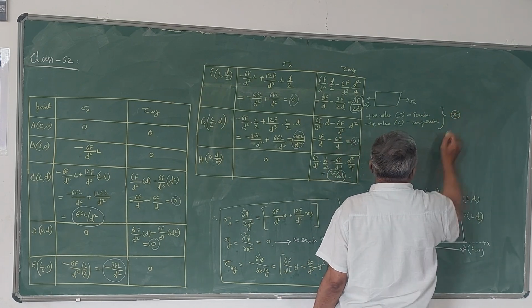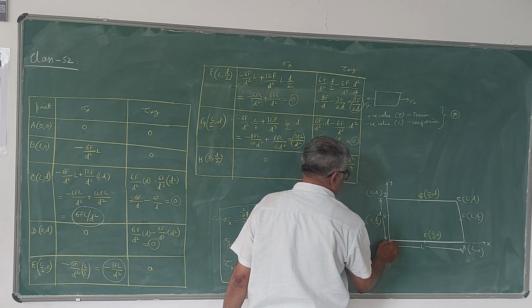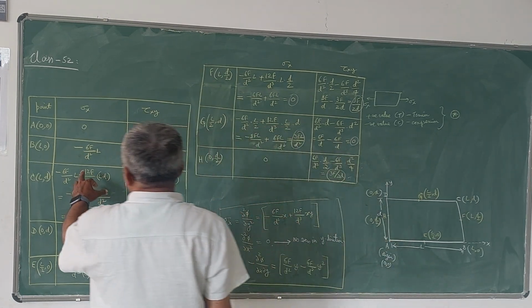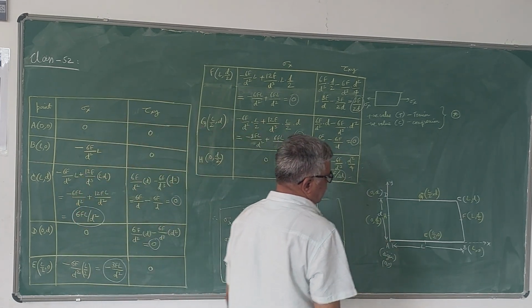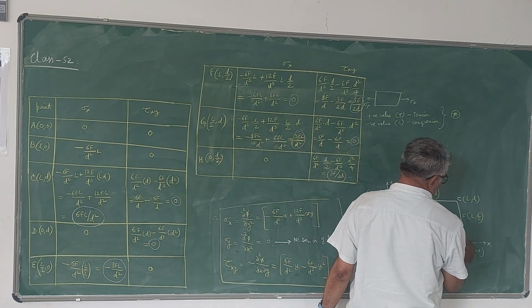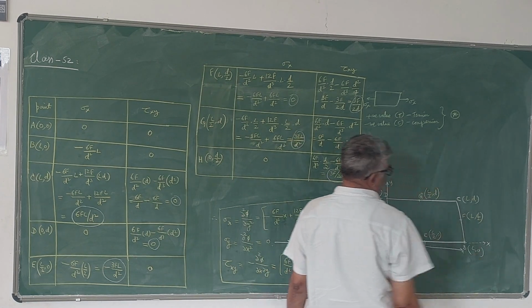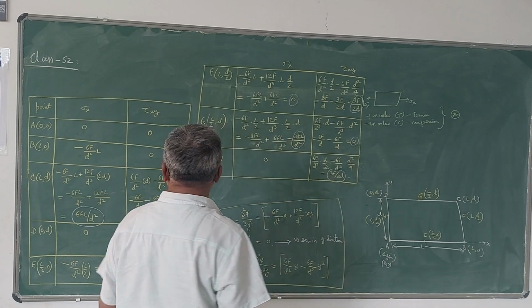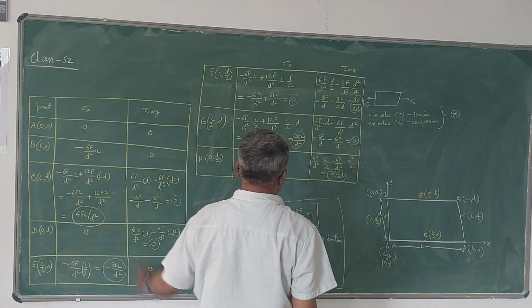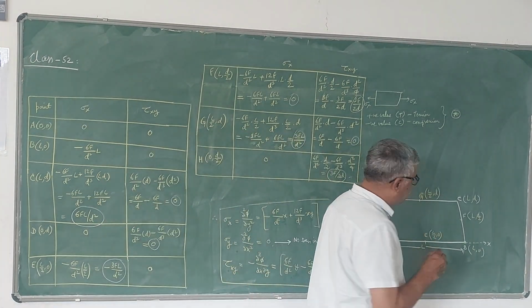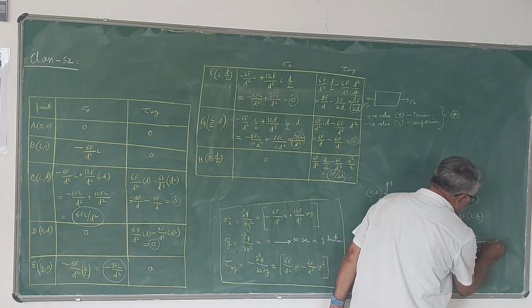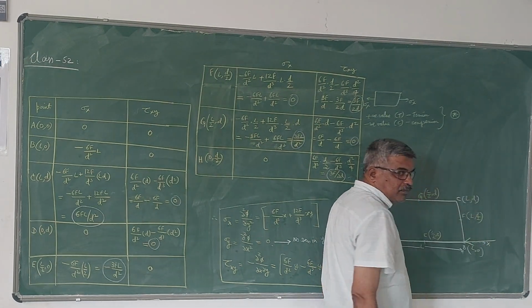So you are getting 0 here at point A, but at point B you are getting a negative value. What is the value? 6Fl by d square. Now how to show that, I will show you. You just write like this. It shows compression, correct?